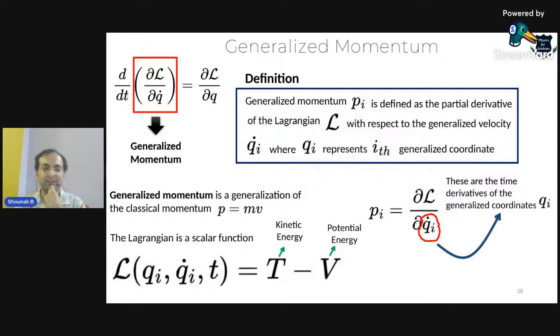In the case of generalized momentum, what we have done is take the generalized momentum and plug in the Lagrangian values. So the Lagrangian generalized momentum is basically p equals mv, and this is how it is defined. Anyway, I'm skipping this part, which might be a little bit technical.